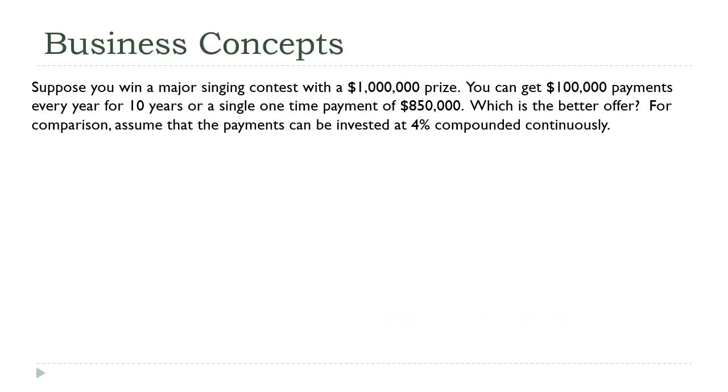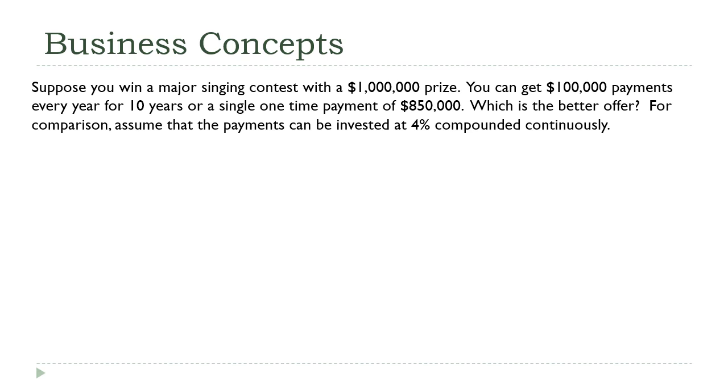So I've got an example here for us to think about where we'll be able to apply, because we're going to do this two ways. So we'll be able to apply both of the formulas that we derived in the last lecture, both the formula for the present value of a continuous investment and the one for the future value of a continuous investment.